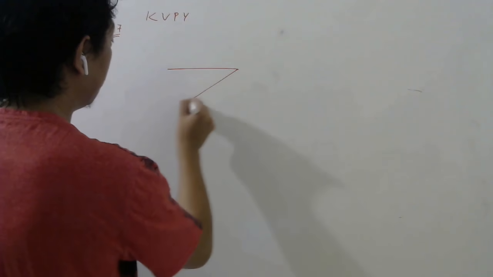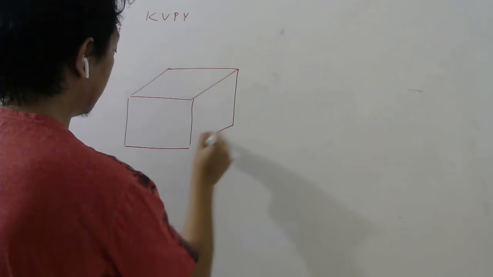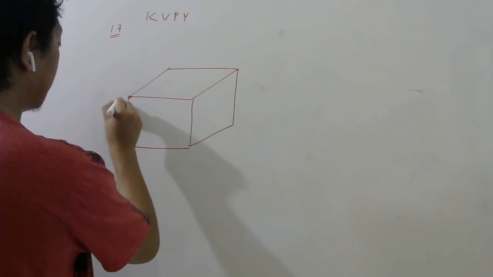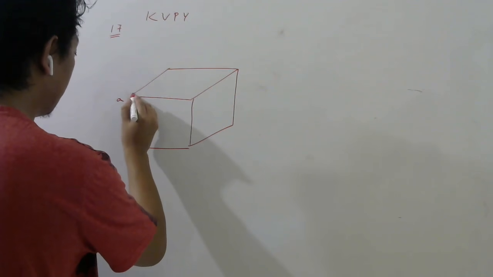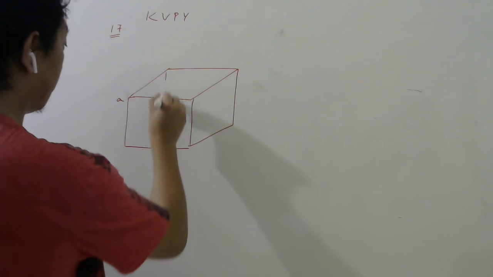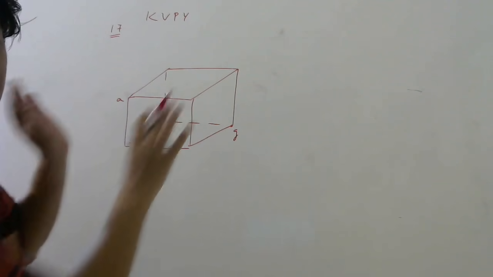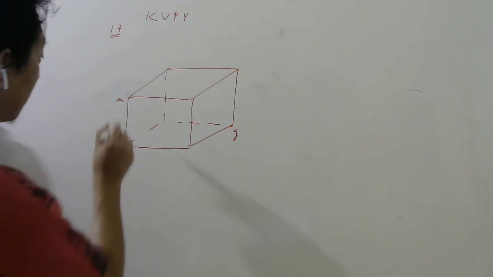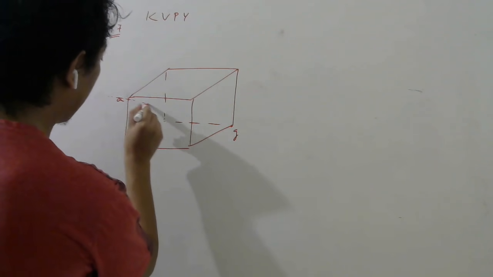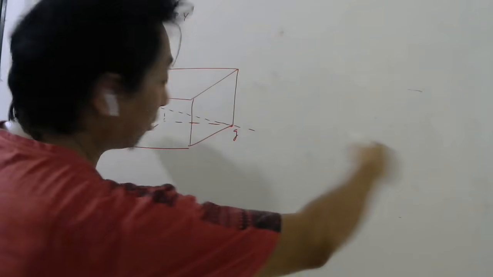There is a cube like this, and this point they are saying A. So this point is A, this point is G, and the other points are B, C, D. Okay, no need to write. Then they are saying if you draw this body diagonal, meaning this line through the inside of the cube.